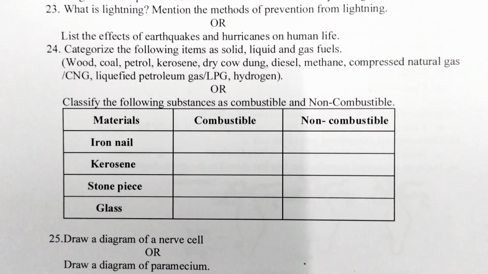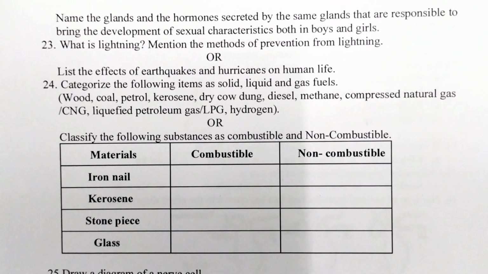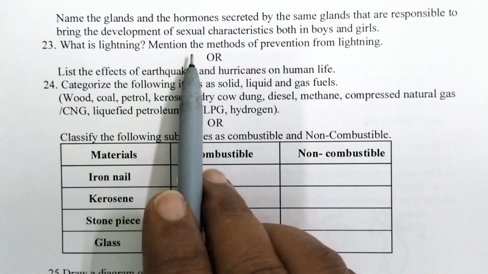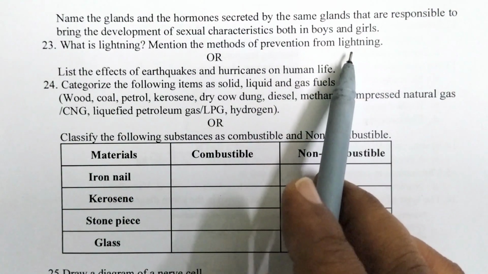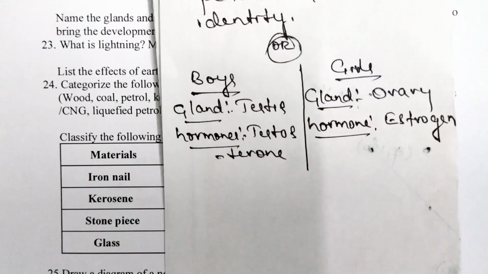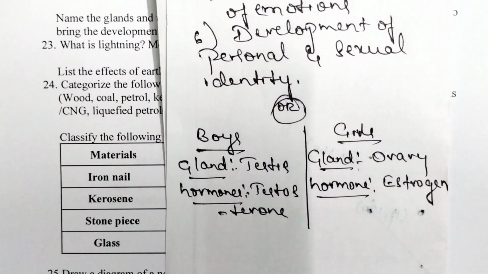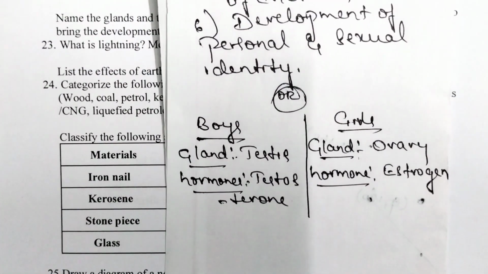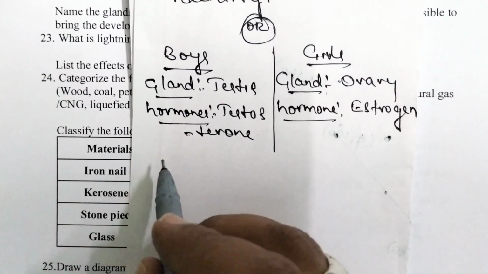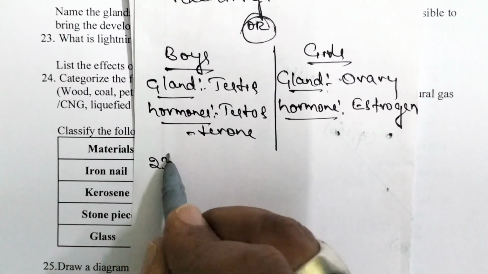After completing 22nd, we are moving to 23rd. What is lightning? Mention the methods of prevention from lightning. So now let us answer this question. What is meant by lightning? So this is the 23rd question.